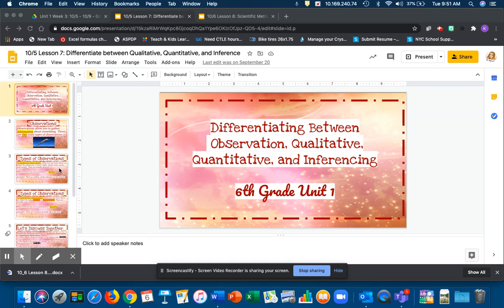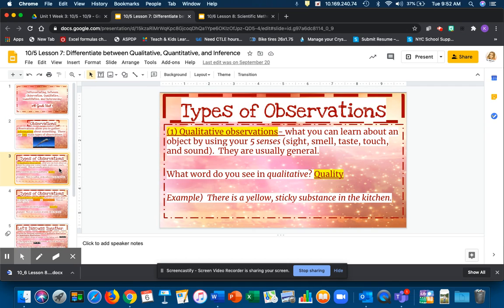So the first vocabulary word we're going to talk about is qualitative observations. So if you see over here, what you can learn about the objects using your five senses. So you're describing something through your sight, your smell, your touch, your sound, taste.